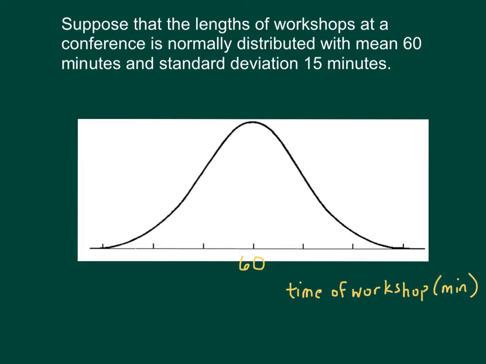And 1 standard deviation above would be, again, right where that concavity changes. So there it is, and that would be 60 plus 15, so 75 minutes. And then above that would be 2 standard deviations above, which would be 90. And then on the other side, I'd have 45 minutes and 30 minutes. And that's my distribution of lengths of workshops.